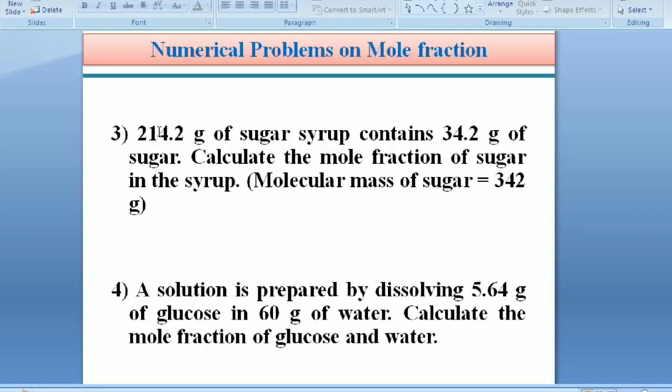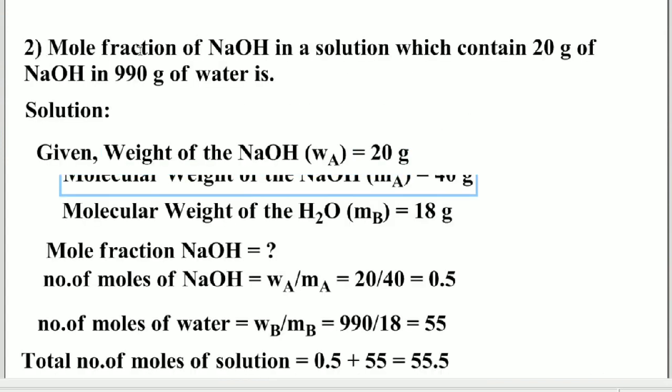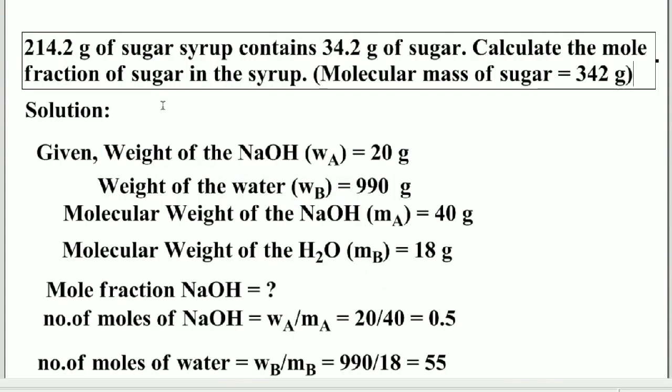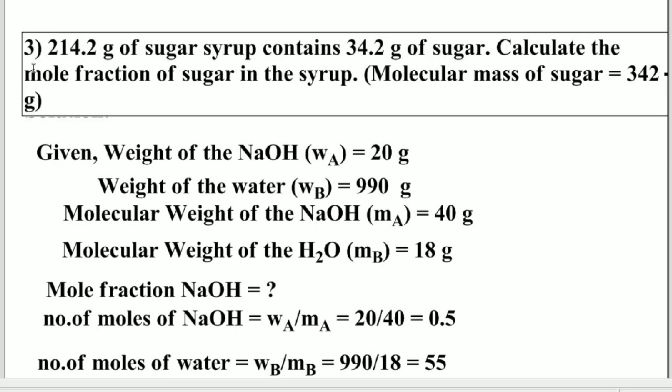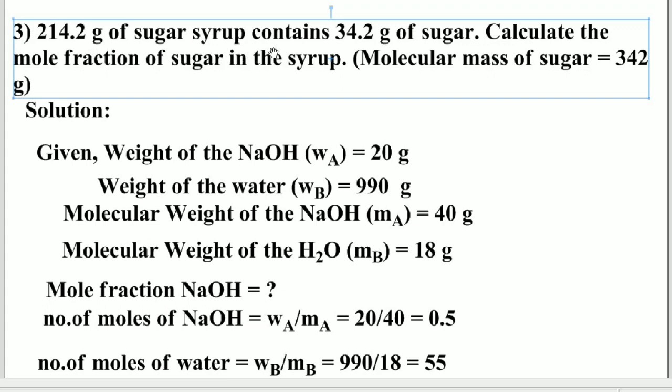So students, this is the given problem. I think this is problem number 3. 214.2 grams of sugar syrup contains 34.2 grams of sugar. Calculate the mole fraction of sugar in the syrup. Molecular mass of sugar is given as 342.